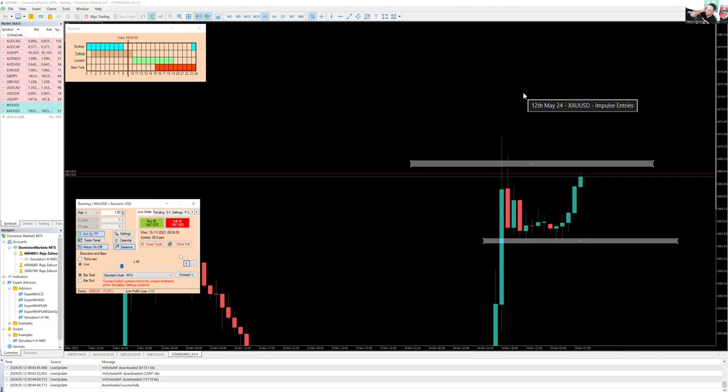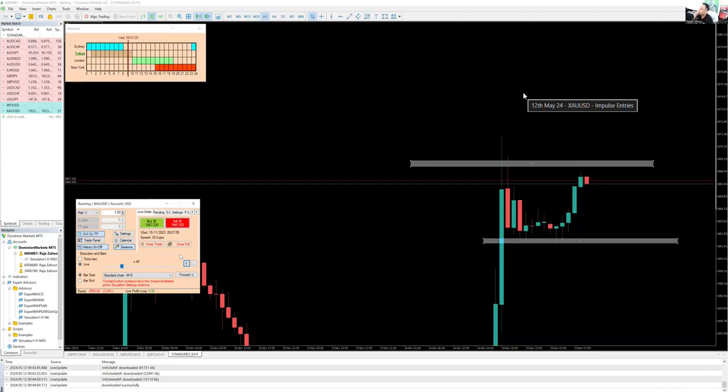So much waiting around. I'm getting tired of just watching this at this point. We got a 3 pip spread in the simulation. I don't know why I'm having a 3 pip spread over here.